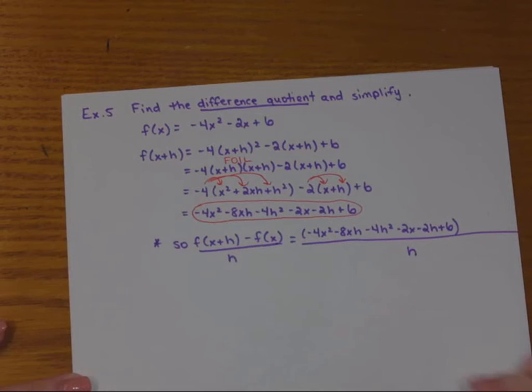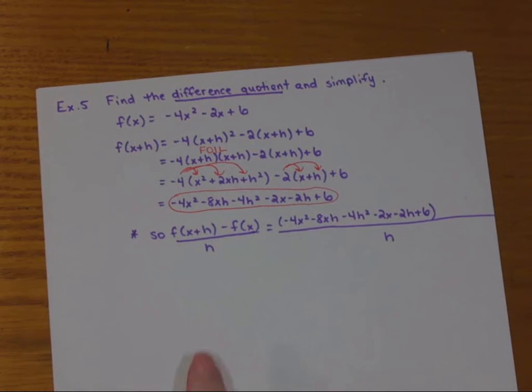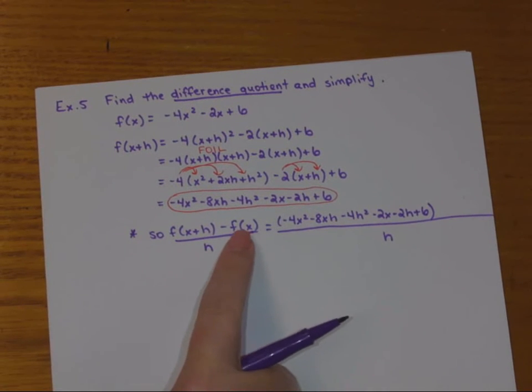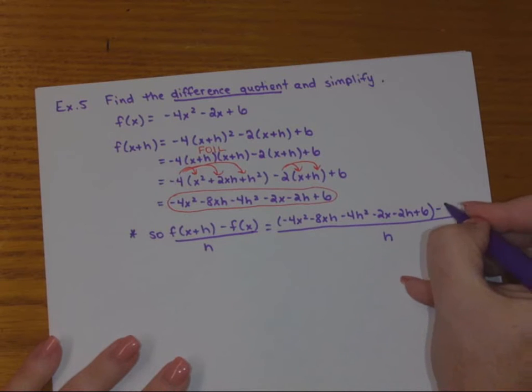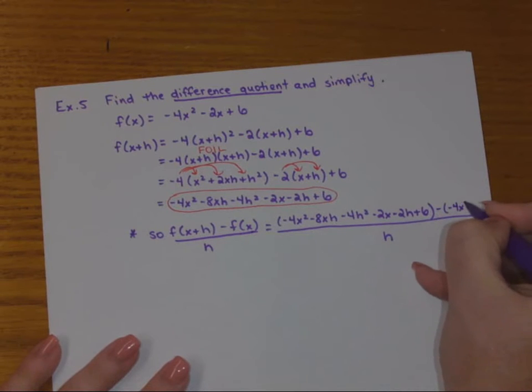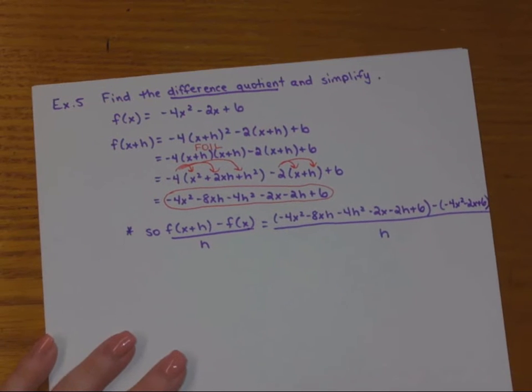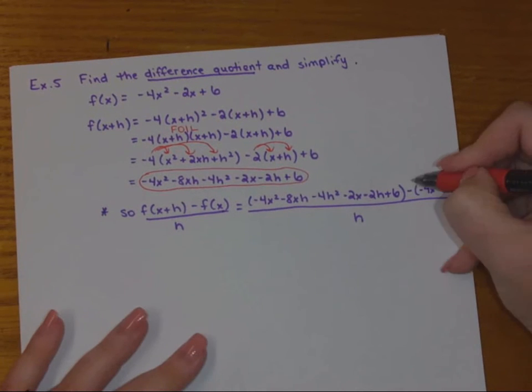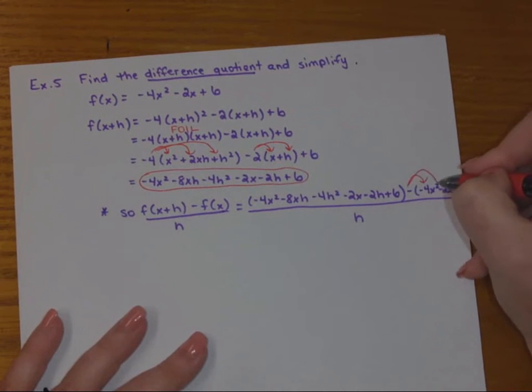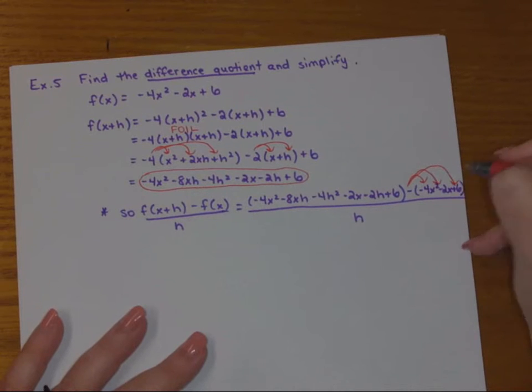We're going to have everything over h. So we've got 2 out of the 3 pieces, but we still need to subtract f of x. So make sure that you use a parentheses when you subtract that second piece, the f of x part, because this negative sign is always going to go through and change the signs of everything.